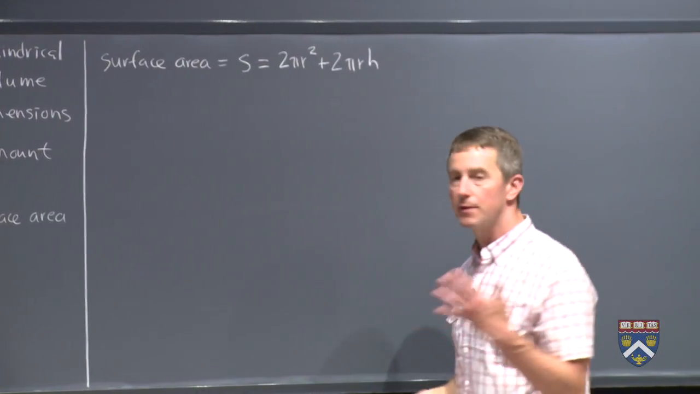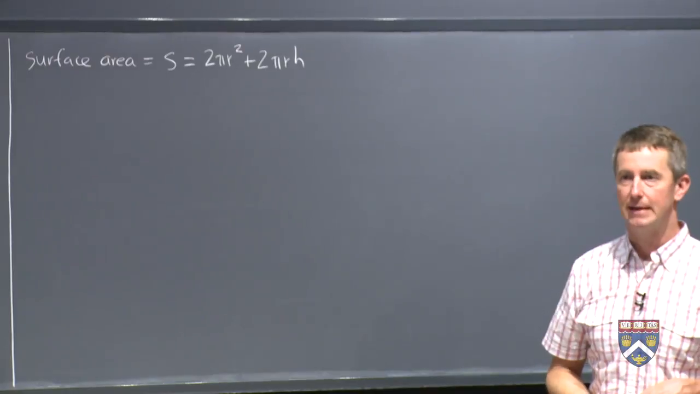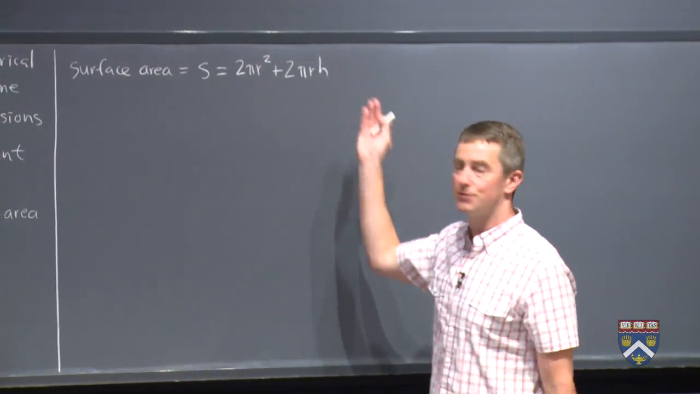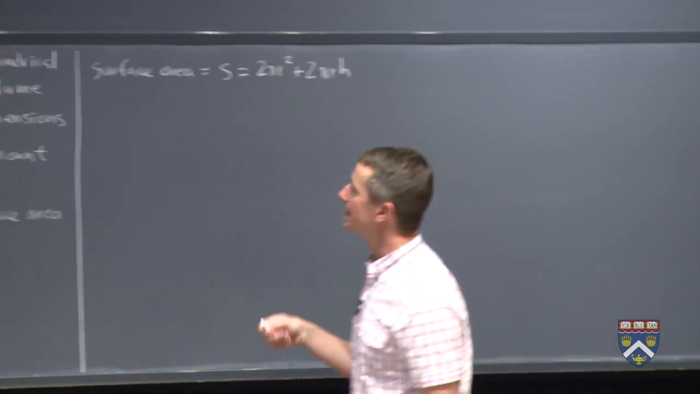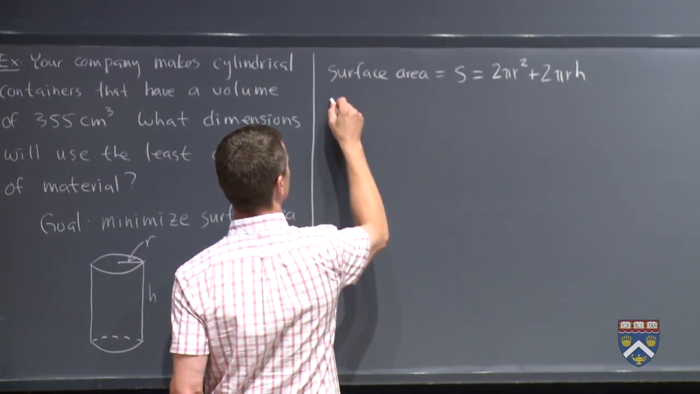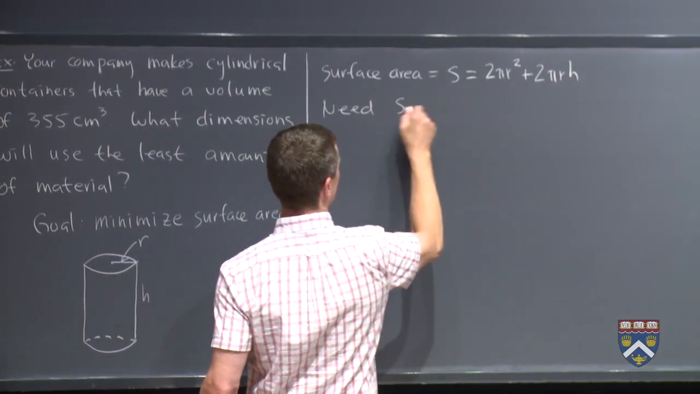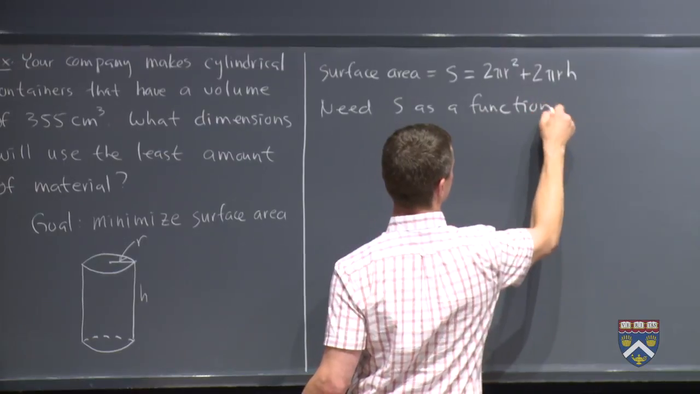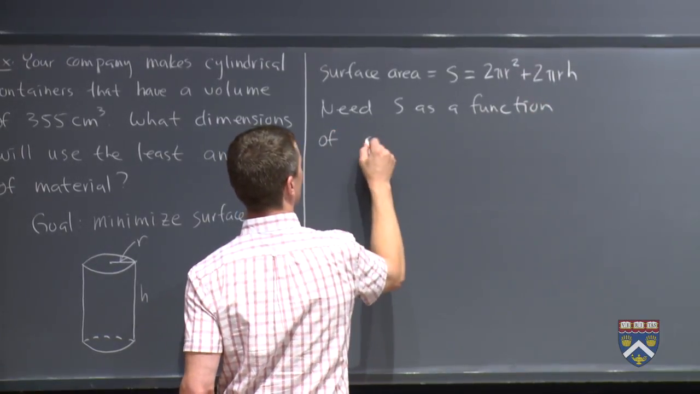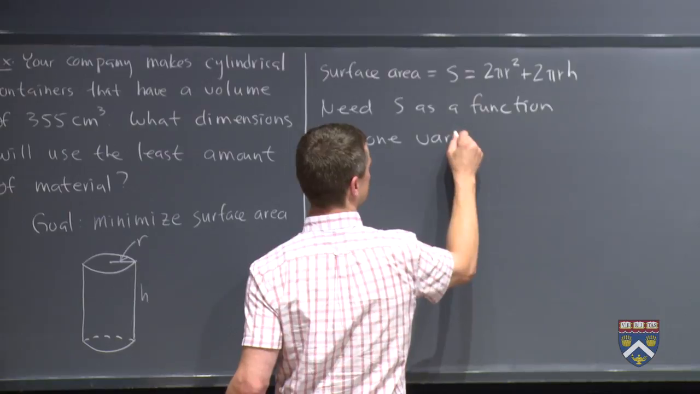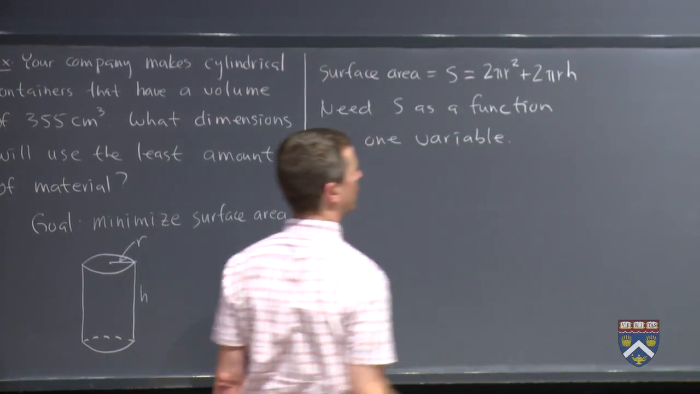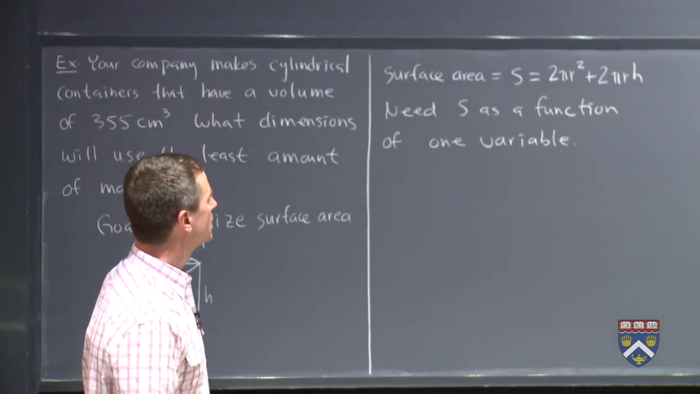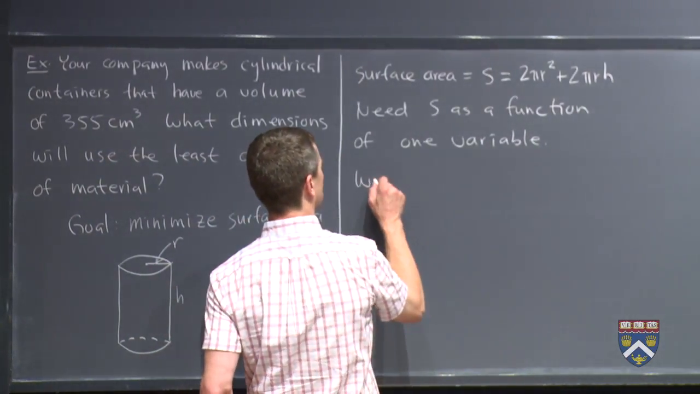So this is the function we would like to optimize, the function whose derivative we would like to take. What's the trouble? Same trouble as in the last problem. We've got a function of two variables. We can't do that. We need S as a function of one variable. So there must be some other information, some other constraint that will let us solve for either r or h. Solve for r in terms of h or h in terms of r. So what else do we know? We know the volume.